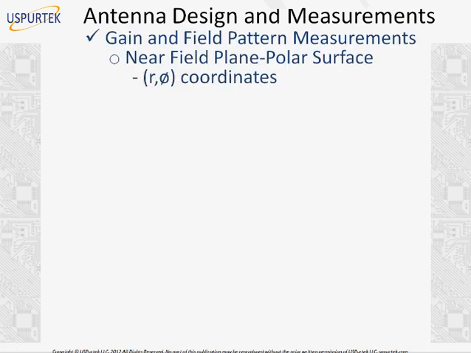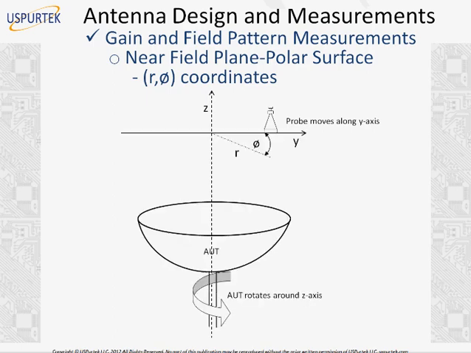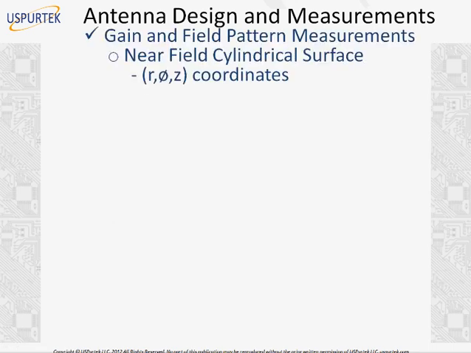You compute a near field planar surface. The other way you could do it is the plane polar surface, where you have an angle. Here your antenna under test rotates around the z-axis, and your probe moves along the y-axis. So you have r and phi coordinates which can be used. These two techniques are good for high gain antennas, where they are very useful to compute the near field.